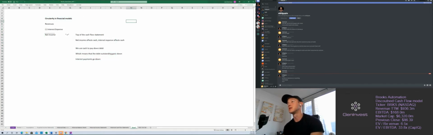For example, here's an example. Say we have $100 in revenues minus $10 in interest expense equals 90, so we have $90 in cash, and then we pay off some amount of debt. We have like an 8% interest rate or something.